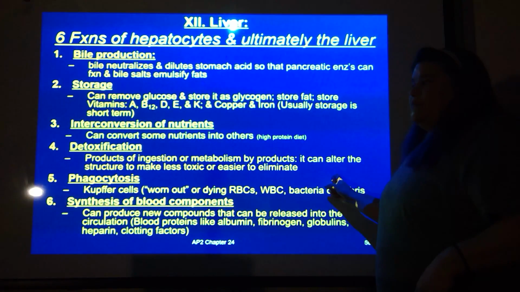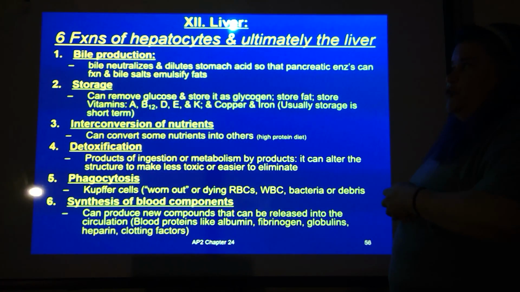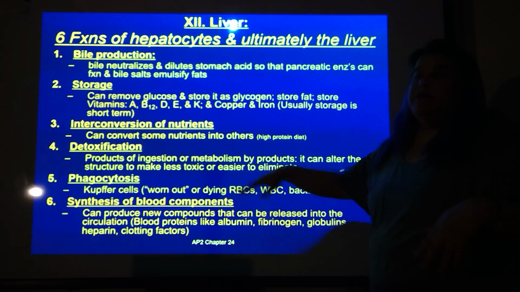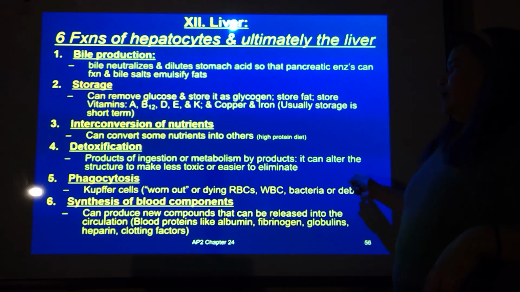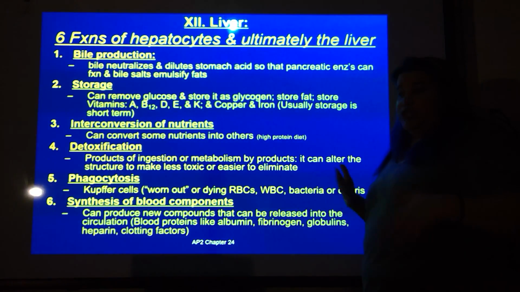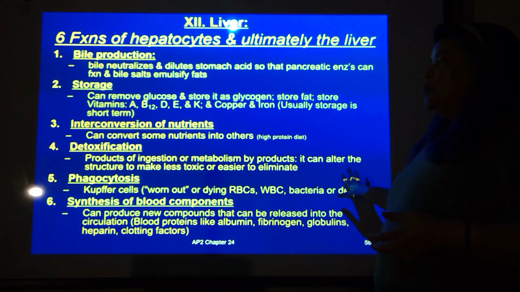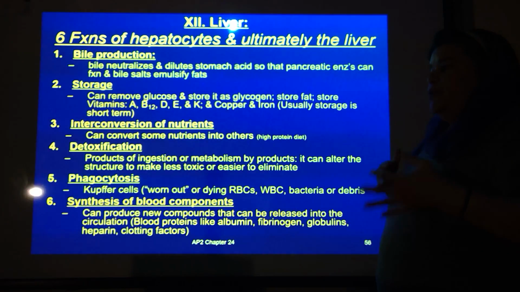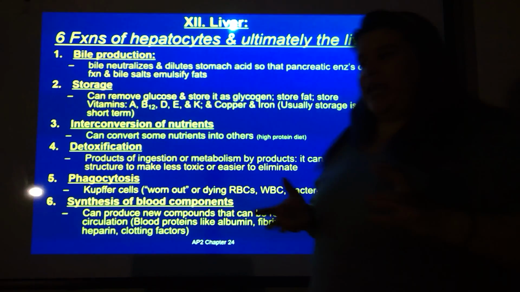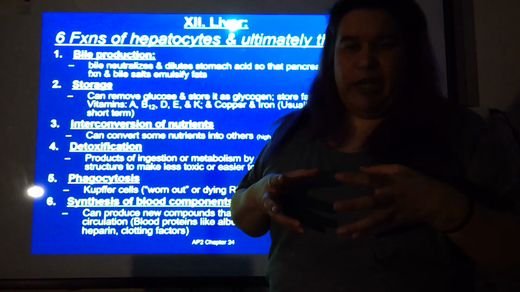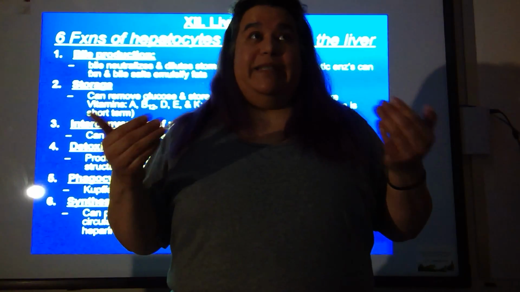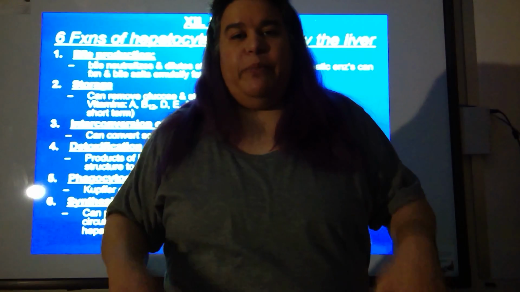Okay, detoxification. Products of ingestion, products that you're putting into your body, or even sometimes products of metabolism, when things start breaking down, they can actually become toxic, just in the processing of the molecule. So when it goes through the liver, through the hepatocytes in those hepatic cords, they can actually change the shape. They can add things to it. They can conjugate to something else, and it makes that thing less toxic. So it's detoxification. Perfect example, alcohol.